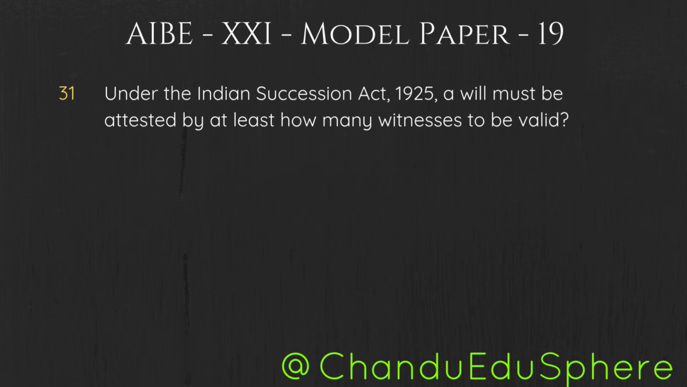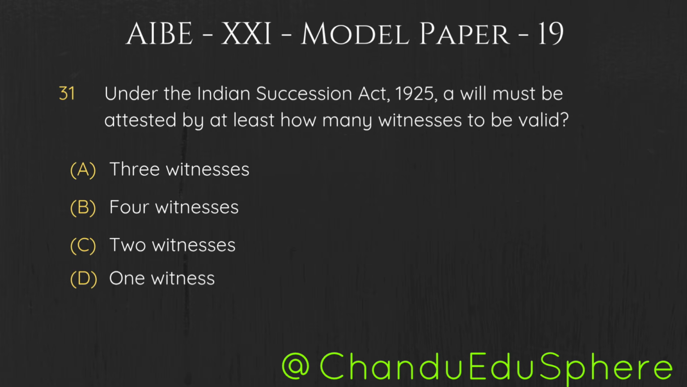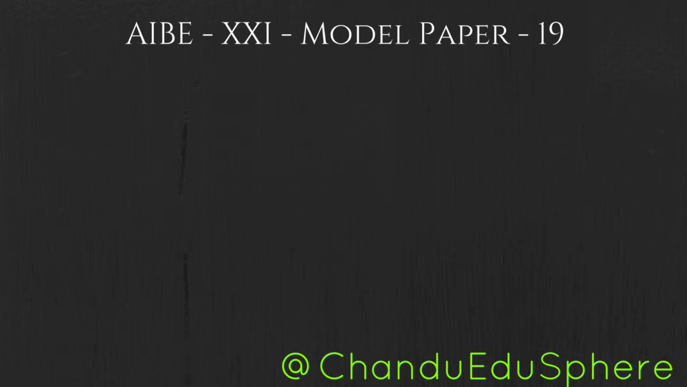Under the Indian Succession Act 1925, a will must be attested by at least how many witnesses to be valid? Section 63 of the Indian Succession Act 1925 requires that a will, other than a privileged will, be attested by 2 or more witnesses, each of whom has seen the testator sign or affix his mark, or has received a personal acknowledgement of his signature. 2 witnesses.